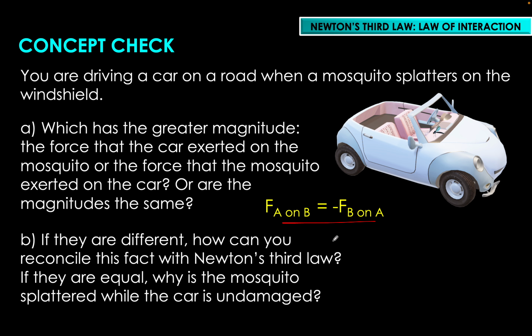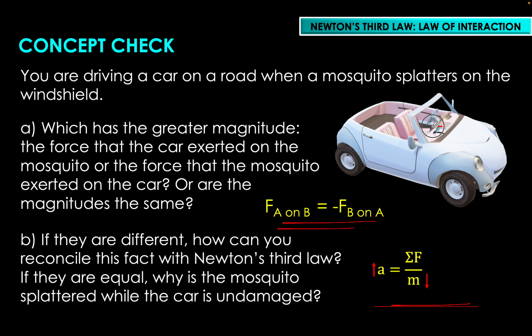However, it may be hard to believe, right? By common sense, you might be saying, no, the car must be exerting a harder force on the mosquito. That's why the mosquito gets splattered while the car is intact, no damage at all. But the reason behind that is, again, the forces they exert on one another are just equal. However, for a certain amount of force, mass and acceleration are inversely proportional based on Newton's second law. So the one with less mass will be accelerating more and the one with more mass will be accelerating less, okay?